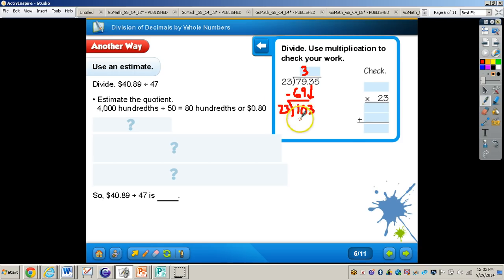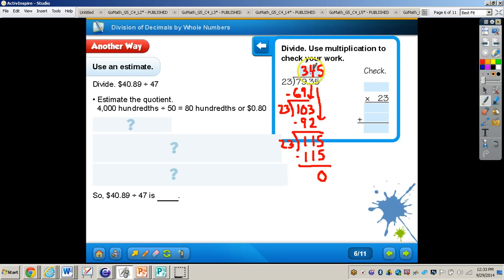23 into 103 is going to go 4 times. 4 times 23 is 92. Now we subtract. 103 minus 92 is 11. 11 is less than 23. And we can continue. Bring down our 5. We subtract again. 23 into 115 is going to go 5 times. 5 times 23 is 115. We can subtract. There's nothing left over.